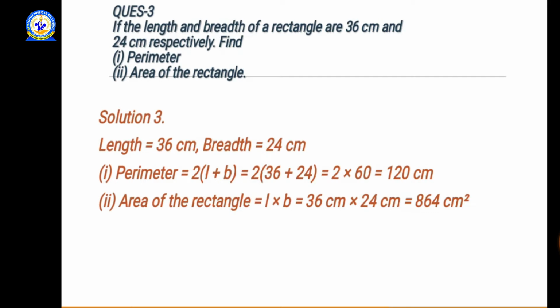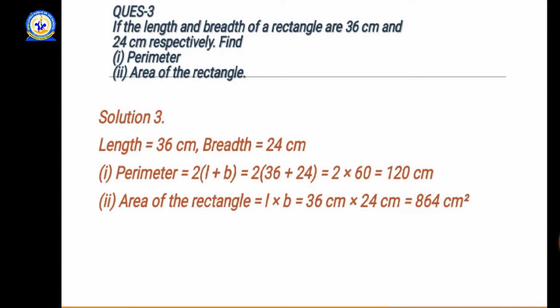What is the formula of perimeter of rectangle? That is equals to 2 into (L plus B). Why it is so? How we will make the formula? Because in a rectangle opposite sides are equal. So there are 2 lengths and 2 breadths. So that's why we make the formula 2 into (L plus B).